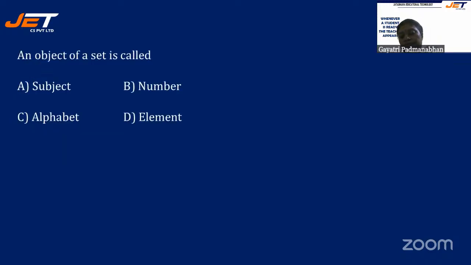See the next question. An object of a set is called dash. Is it a subject, a number, an alphabet, or an element?